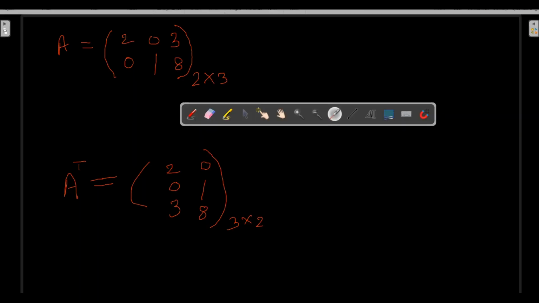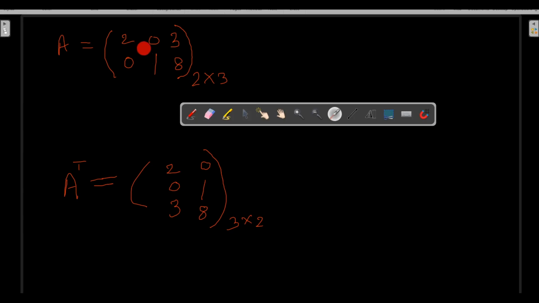Now, let us understand this. For example, I have a matrix capital A over here. In this matrix, the first row is 2, 0, 3 and the second row is 0, 1, 8. So two rows are there and three columns, so it is a 2 cross 3 matrix. Similarly, in the other matrix there are 3 rows and 2 columns, so it is a 3 cross 2 matrix.